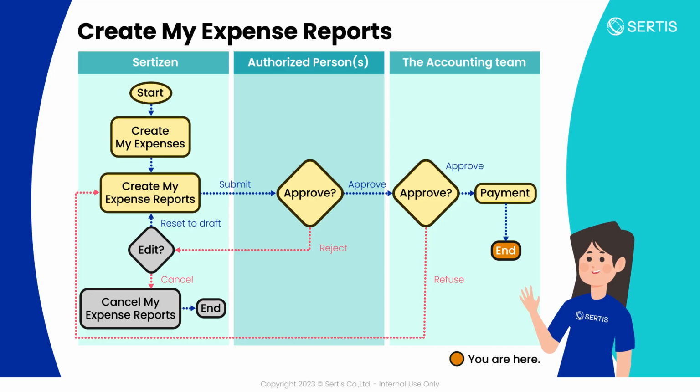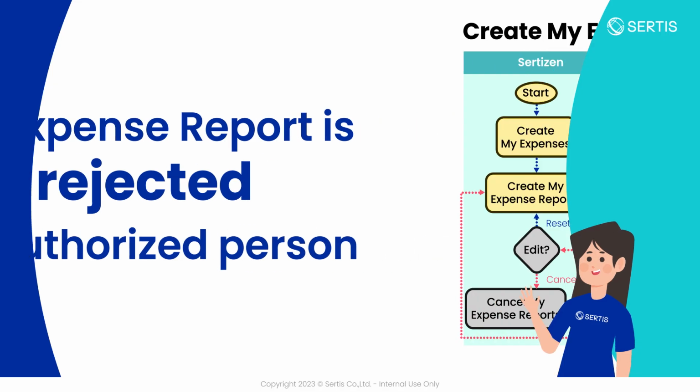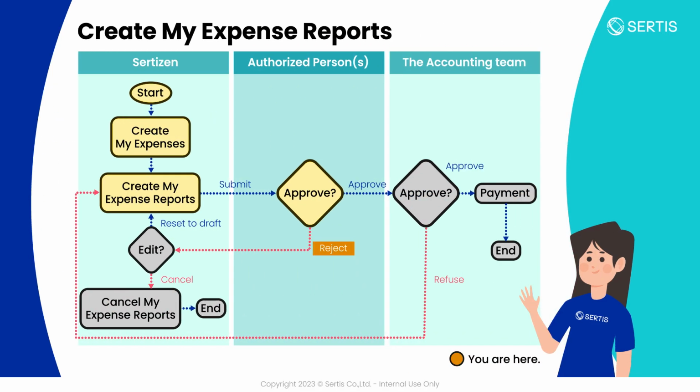And it is the end of the reimbursement process if your expense report is approved by both the authorized person and the accounting team. Let's see what happens if your expense report is rejected by the authorized person.